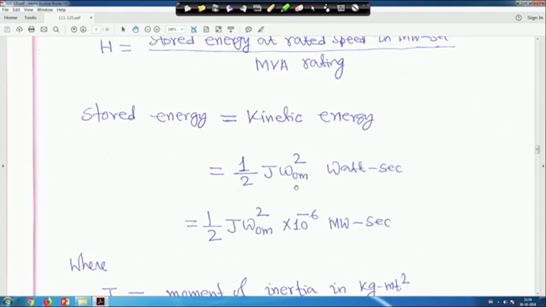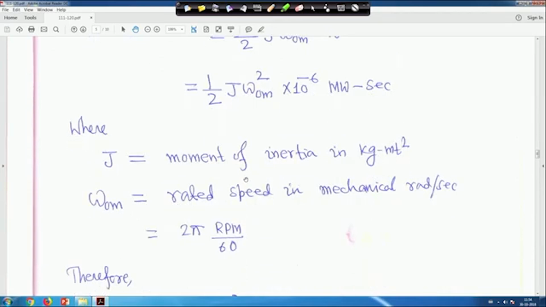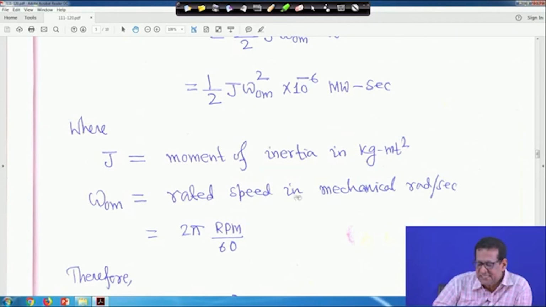Now if you convert watt into megawatt, then it will be half j omega 0 m square into 10 to the power minus 6 megawatt second, because 10 to the power 6 watt is equal to 1 megawatt. Now j is the moment of inertia in kg meter square, this we know. Omega 0 m is the rated speed in mechanical radian per second, which is equal to 2 pi into revolutions per minute, rpm, by 60, because we are giving it in radian per second.